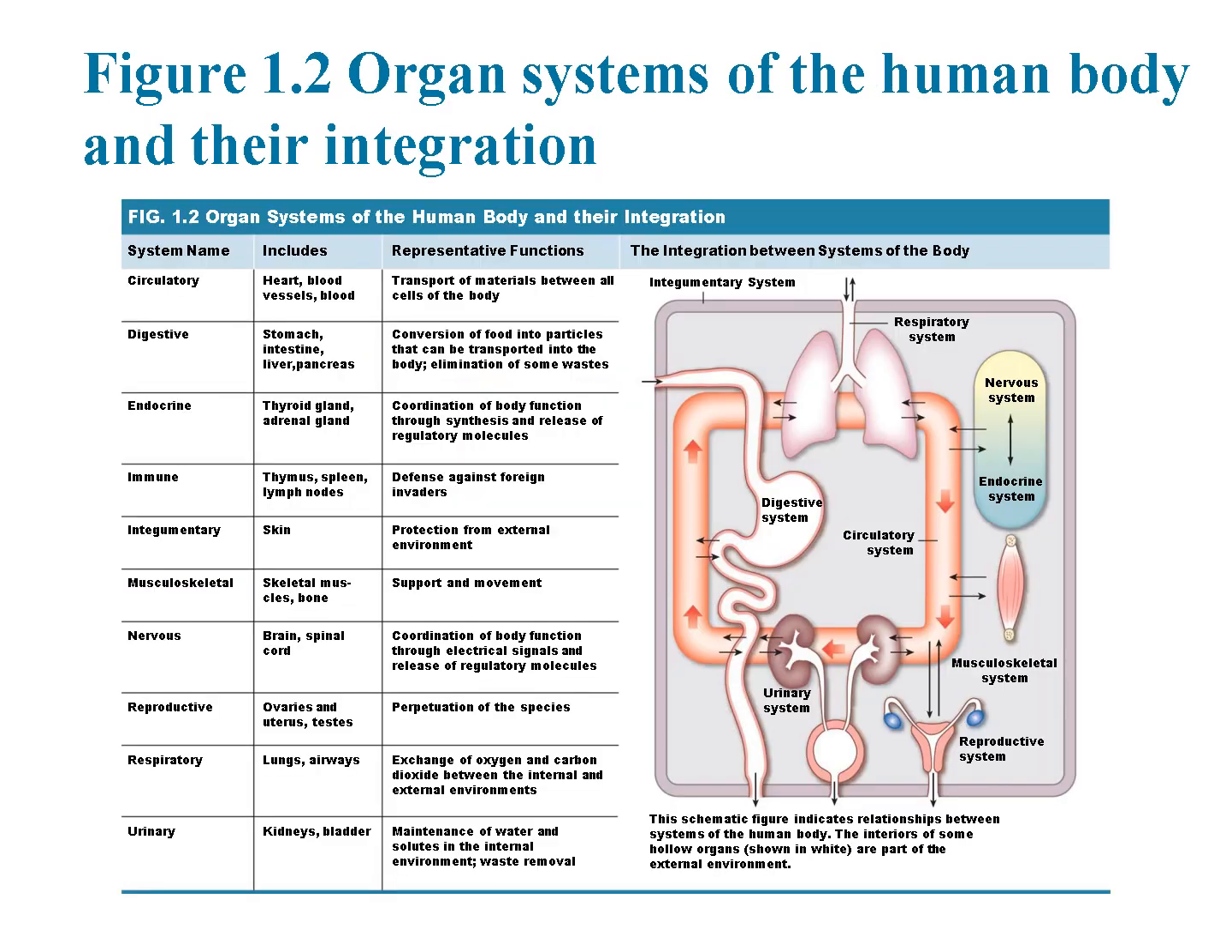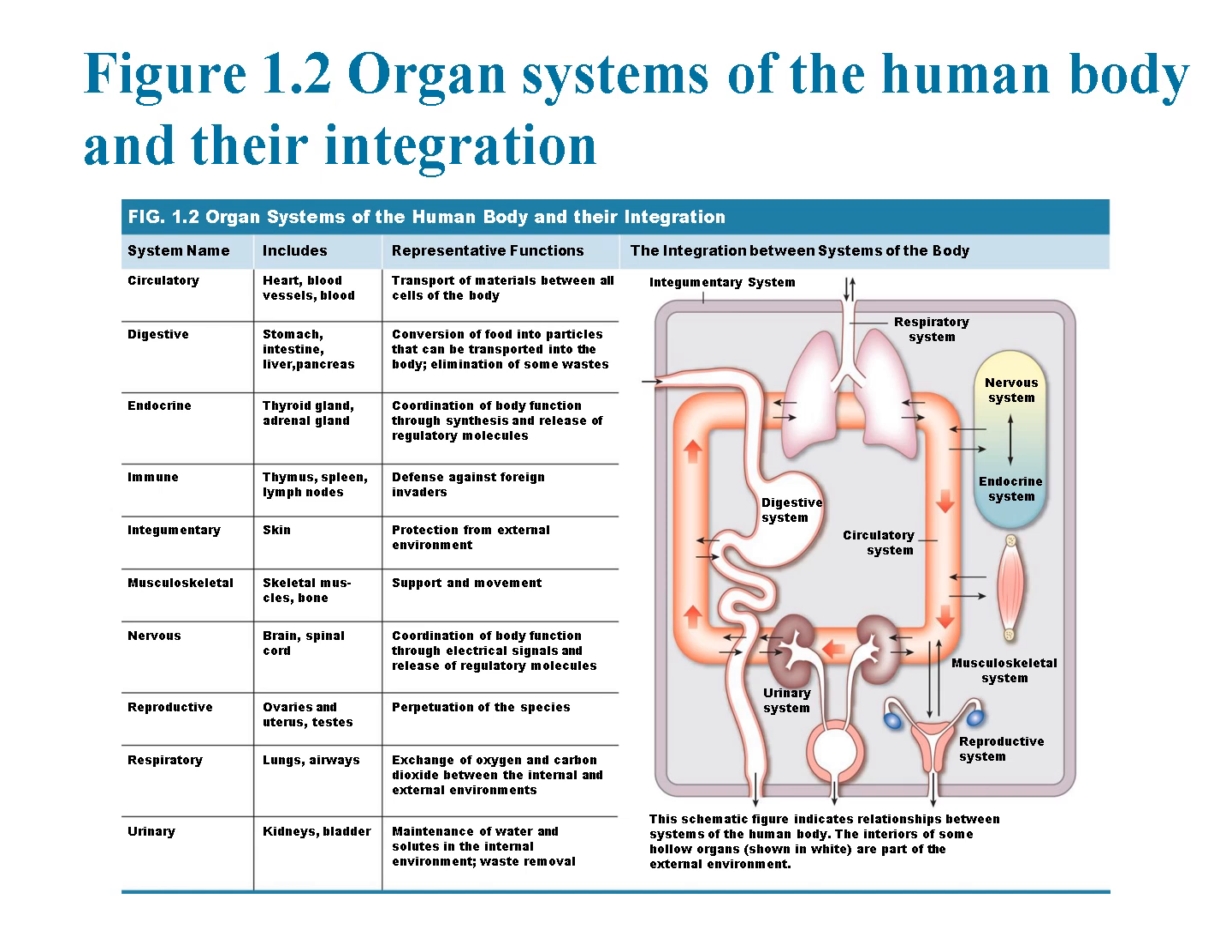Let's take a tour of the human body's organ systems and how they work together to keep you alive and functioning. The circulatory system includes the heart, blood vessels, and blood. Its job is to transport materials like oxygen, nutrients, and waste products between all the cells in your body. Digestive system. Think of this system as the body's chef and cleaner. It converts food into particles that your cells can use and eliminates waste products. It includes organs like the stomach, liver, and intestines.